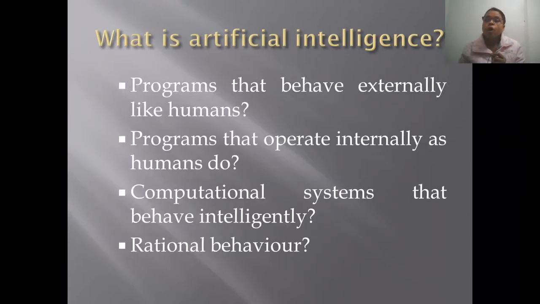Programs that behave externally like humans are artificial intelligence. Programs that operate internally as humans do are artificial intelligence. Computational systems that behave intelligently are artificial intelligence. Or you can say rational behavior, of course, is artificial intelligence.